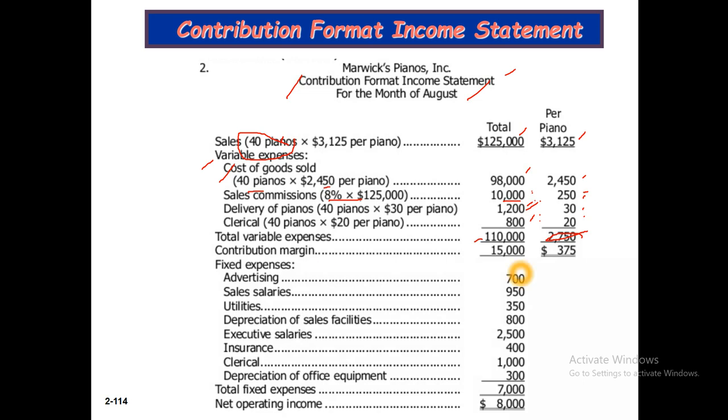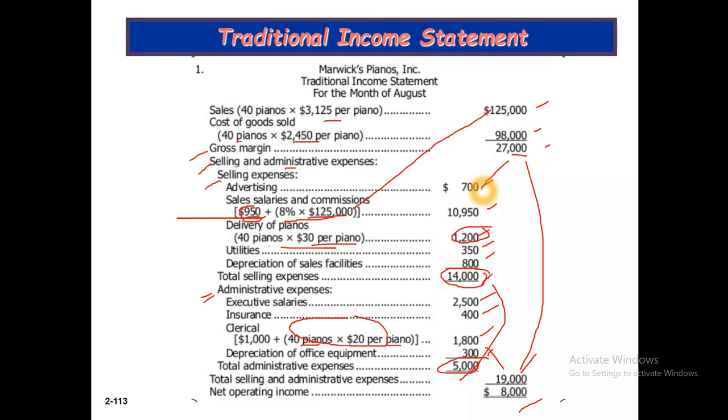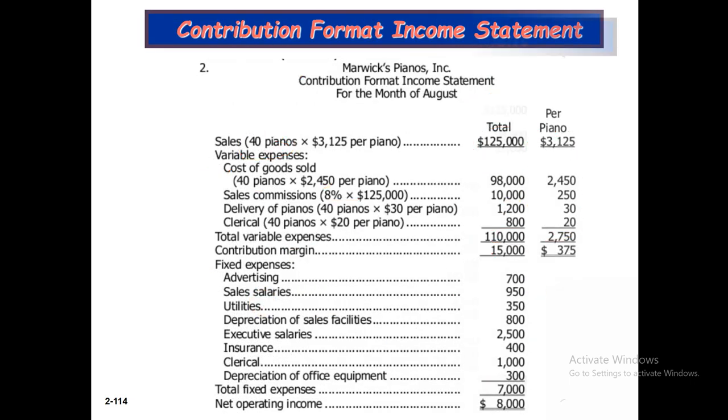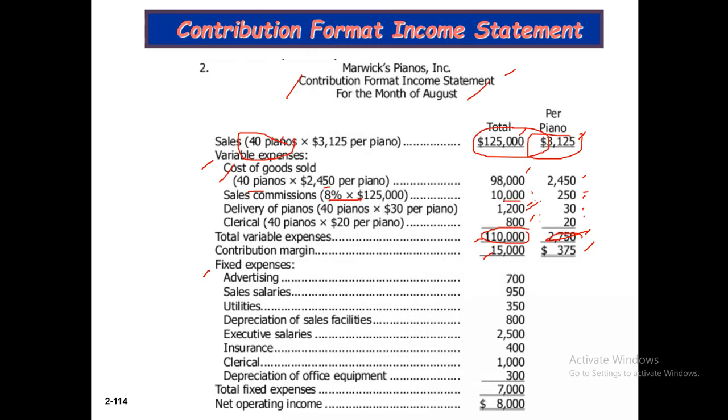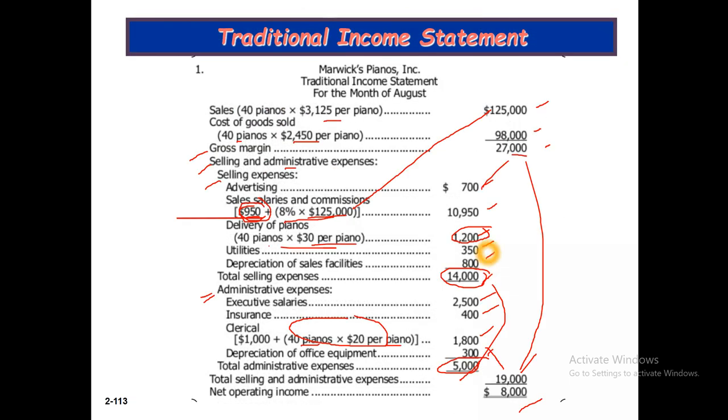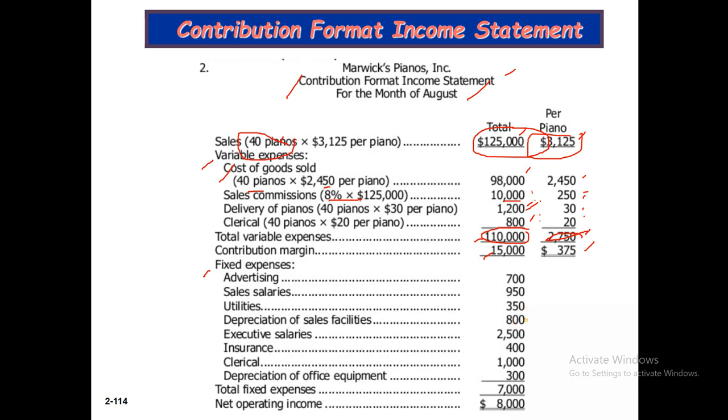So now the contribution margin would be this figure minus this figure. So it would be this figure. Here also, this figure minus this figure would be this figure. Okay. Now fixed expenses. Other than the variable expenses, all expenses are included in fixed expenses. So here advertising 700. Sales salaries 950, this is the fixed portion. And utilities 350. And 800, this is depreciation.